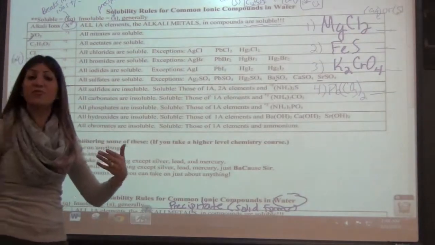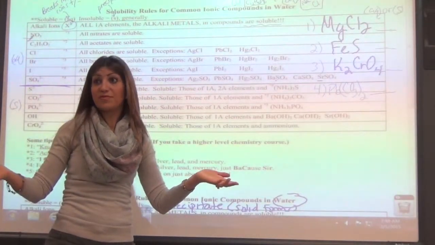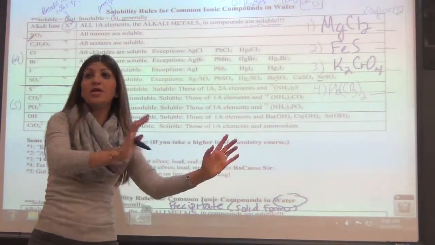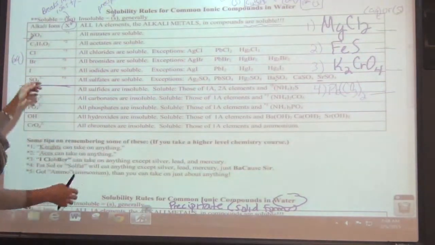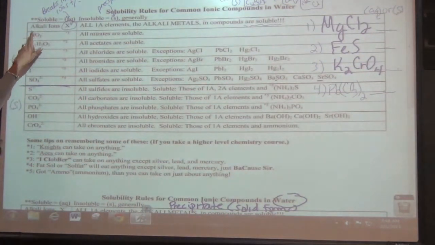Remember, you can't have a negative without having a positive. Something had to give it its electron, so it was with something else when it broke off. So there's some positive in front of it. But if it ends in nitrate, it's soluble. If it ends in acetate, it's soluble.